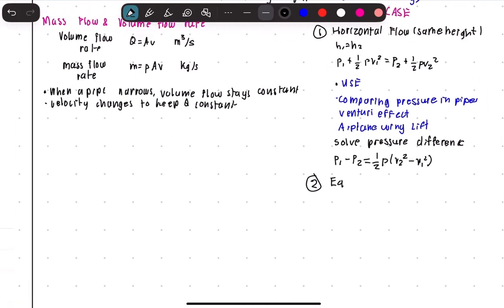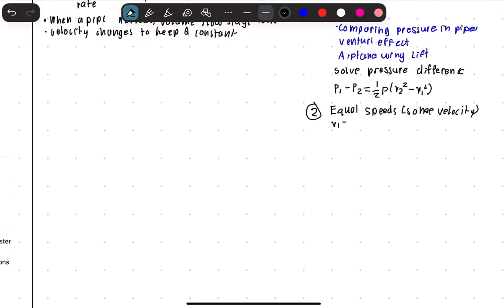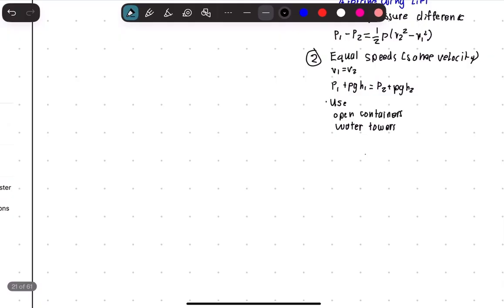equal speeds, aka same velocity. So what this means is that V1 is going to be equal to V2, and that means P1 plus ρgh1 is going to be equal to P2 plus ρgh2. And this is used to solve open containers, water towers, and also fountain height predictions.